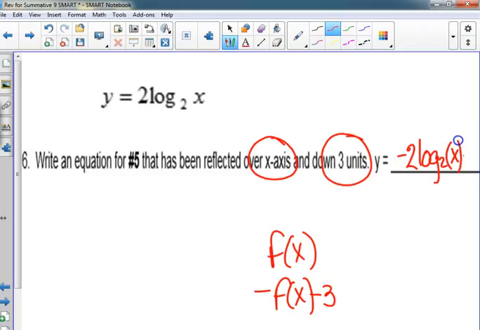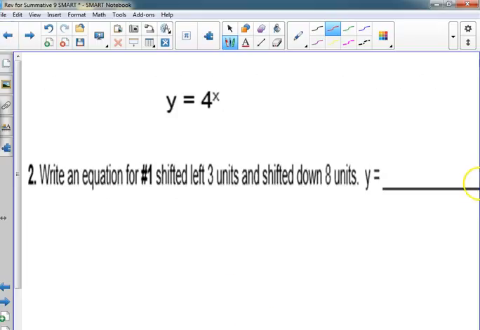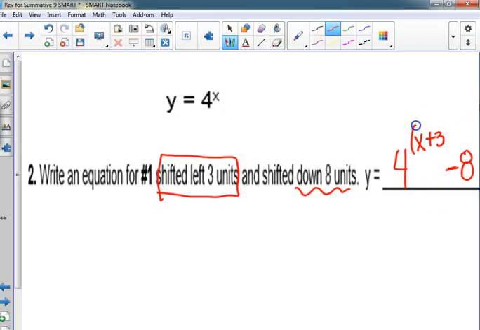And you would need to put parentheses there so that I knew it wasn't a right shift, right? Do we need to go back and do two? Was there another one like this up above? Yes. The horizontal shift goes on to the x, right? So it would be 4 to the x plus 3, and minus 8 goes where though? Yeah, down here. So you could write it like that. I probably, like you guys said, would have put that up there or something. Everybody okay?